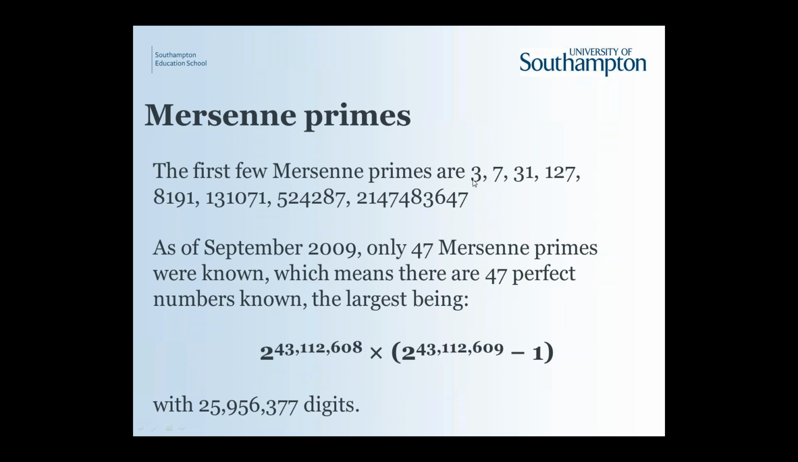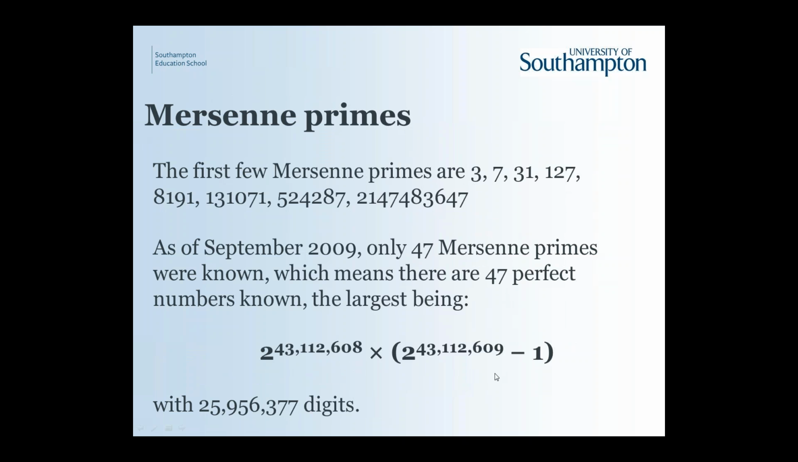Here are the first few of those. So these are the 2 to the p minus 1, and the values of them. And there are only 47 of them known, which is not surprising because, along with the perfect numbers, in fact there must be 48 now because I have 48 perfect numbers. And that's the largest. That's the 47th one. It's that big.